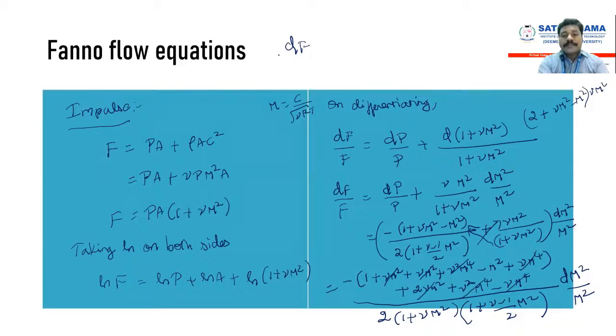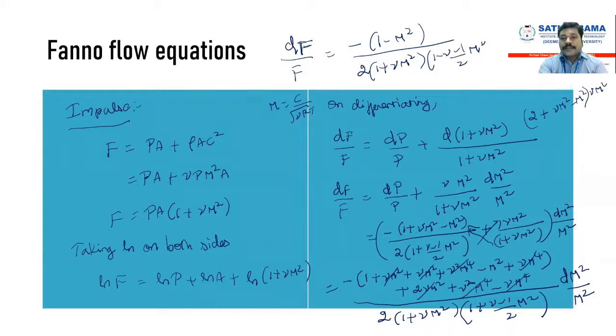So what we get is dF by F is equal to minus of 1 minus m square. Okay, that is the term we are having. So minus of 1 minus m square, okay, divided by 2 into 1 plus gamma m square minus gamma minus 1 divided by 2 m square, right? And then dm square by m square. So this is your force equation.